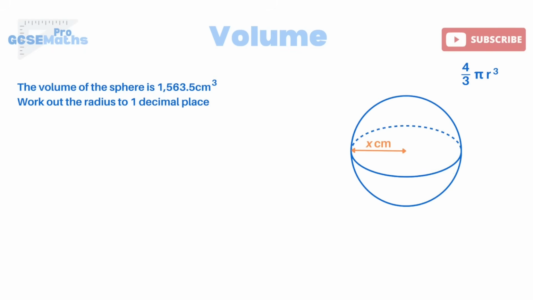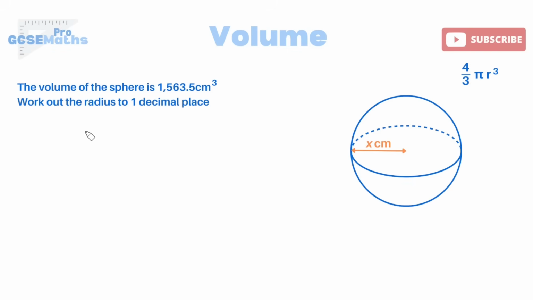Okay, so as with the whole series of volume, I obviously want you to be able to work out the volume of all of these shapes, but I also want you to be able to take the volume and work backwards to find one-dimensional measurements, so radius, a length, a side, a height, whatever it is. In this case, we've got the volume of the sphere is 1,563.5 centimeters cubed. We have to work out the radius to 1 decimal place.